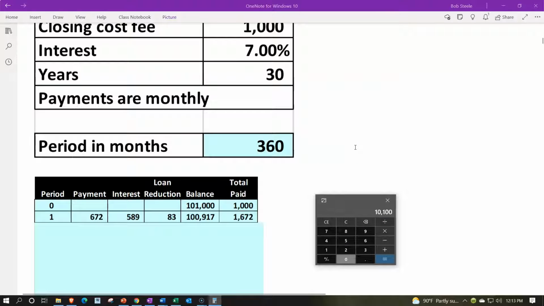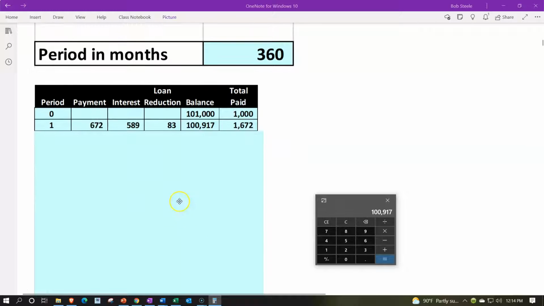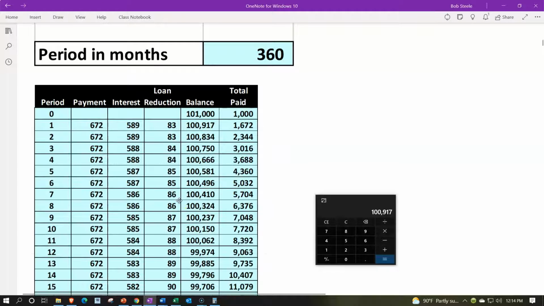If I take the 101,000 times 0.07, that would be the interest for a year, divided by the 12. That would give us the 589, and then I could subtract these out. So if I'm paying about 672 minus about 589, we've got 83 being the difference. And if I take the 101,000 minus the 83, we get about the 109.17. And I won't do that all the way through, but it's really useful to be able to put these together. You can put them together quite simply using Excel and put together your amortization table.